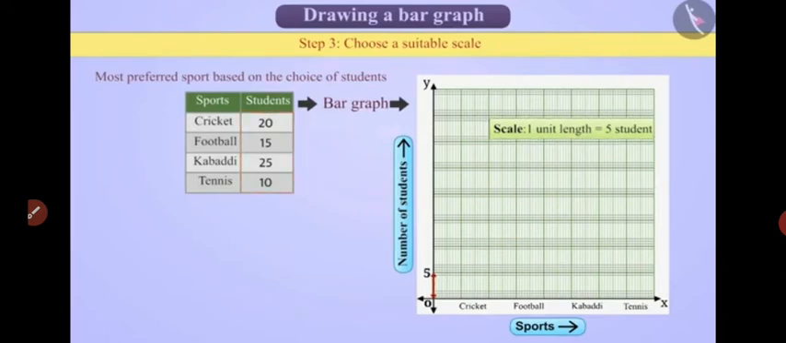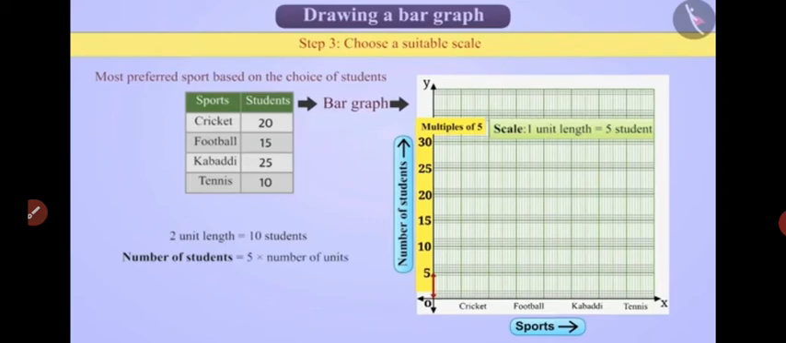Since we have taken the scale 1 unit length is equal to 5 students, we mark multiples of 5 along the vertical line to represent the scale as 1 unit length is 5 students. The length of 2 units represents 10 students. Therefore, the number of students can be calculated by 5 multiplied by the number of units. With this, we can also find the number of units by dividing the number of students by 5, which is the length of the bar.